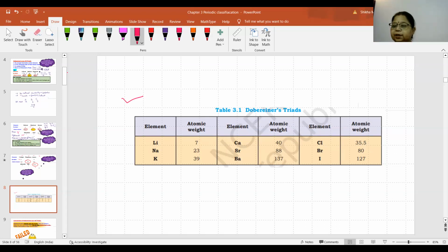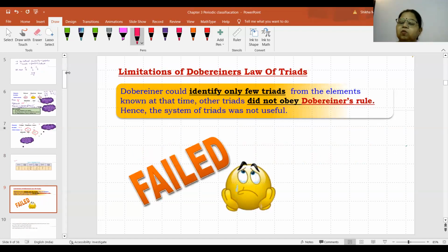So if you know the three triads and you remember that triad means three, examples are also three. So whatever else is given is just for confusing you, right? So that was the reason for the failure of Döbereiner's triad, that only few triads could be identified. Therefore, it was not very useful because they cannot classify all the elements.